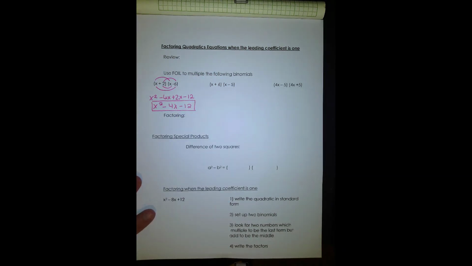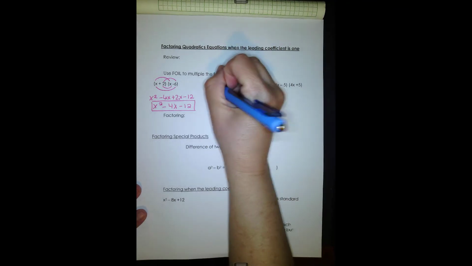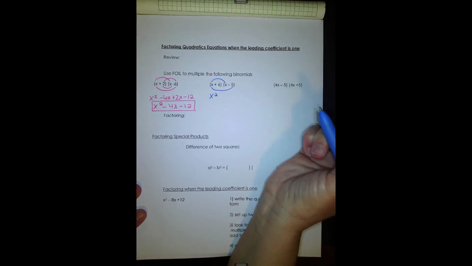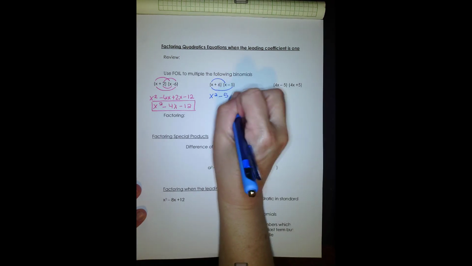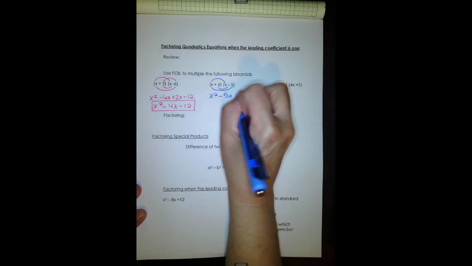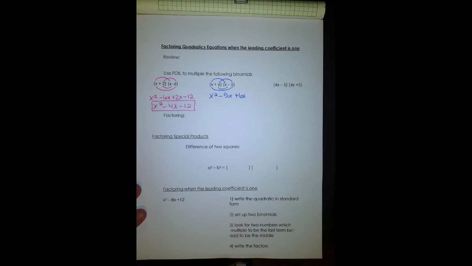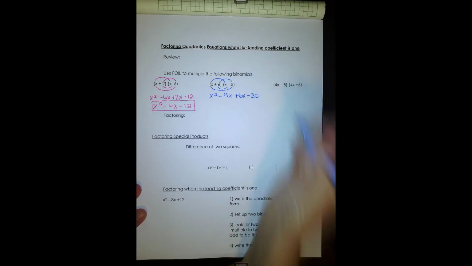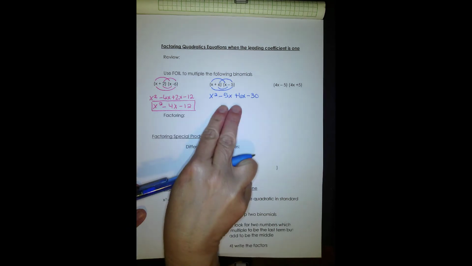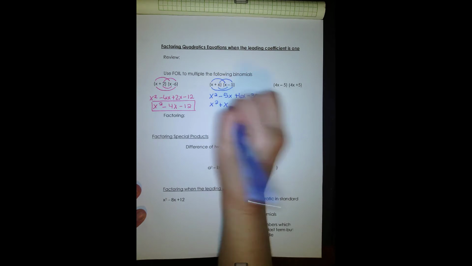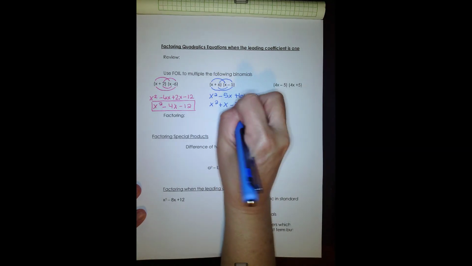Then if we looked at our next one, if we had x plus 6 times x minus 5, once again using our double distribute or FOIL pattern, first times first is x squared. Outside times outside is minus 5x. Inside times inside plus 6x. And then finally, last times last gives us minus 30. And we're going to add those two middle terms together, and we have x squared plus 1x minus 30.